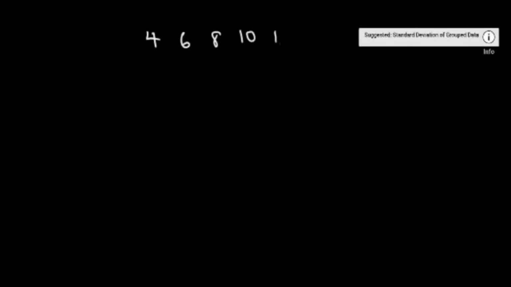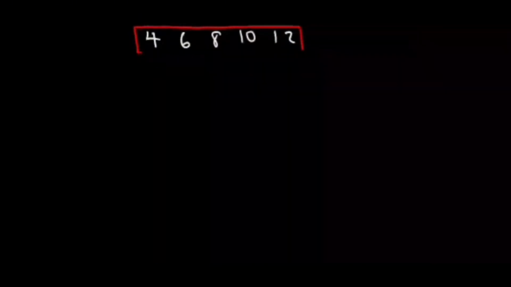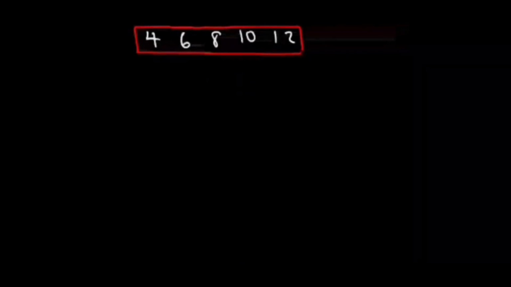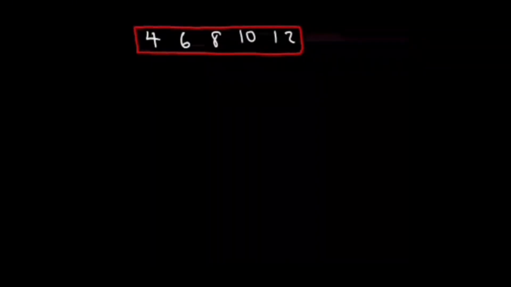Now it's your turn. So using the second list of numbers that we had, 4, 6, 8, 10, and 12, go ahead and pause the video and calculate the sample variance and the sample standard deviation. Go ahead and try it.